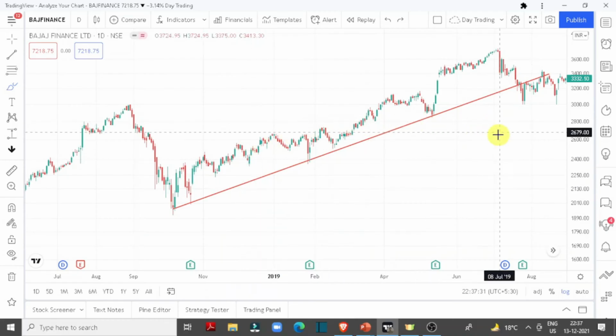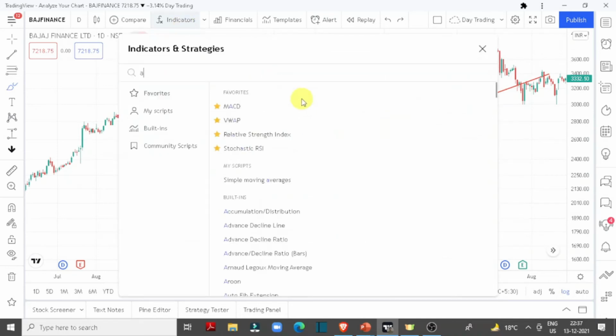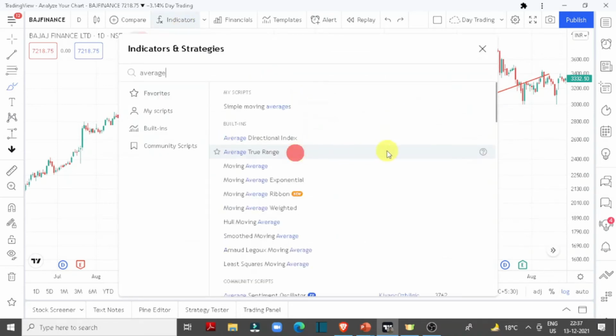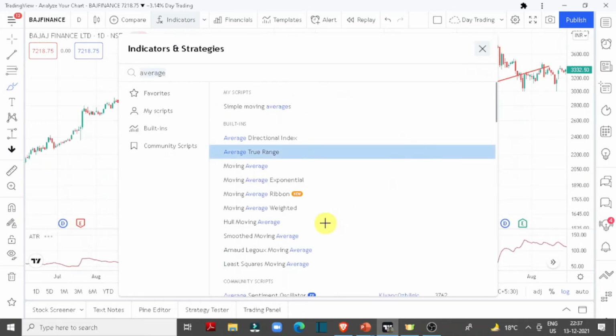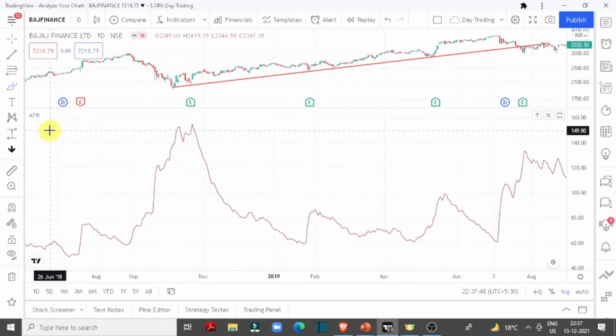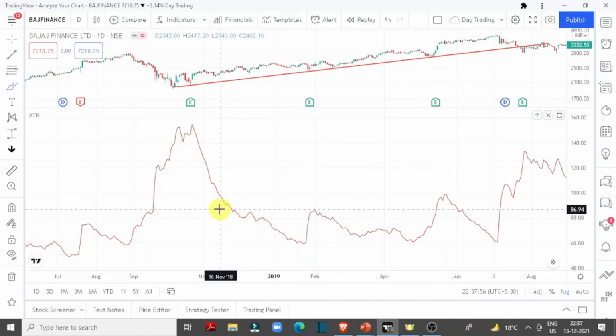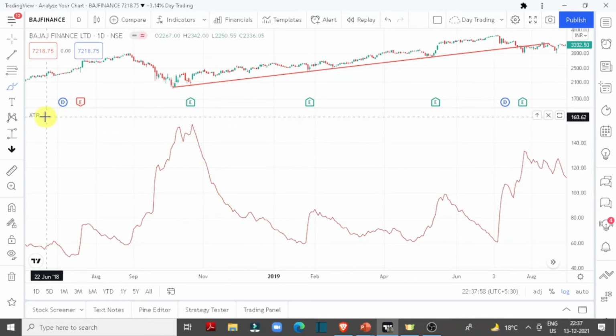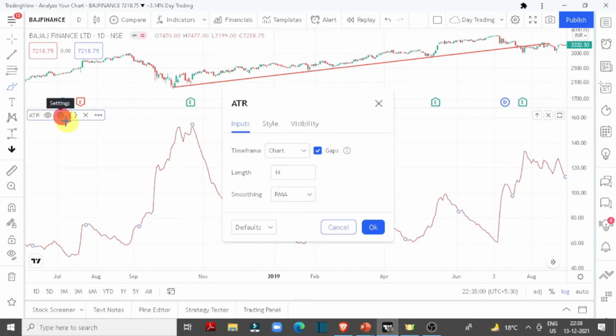Now let's go to TradingView again and I'll type average true range. I've got this. Now how does this average true range work? Let me tell you. ATR stands for average true range, right? True range means it will represent the true range of the market, and it is an average which tells you about the average true range.